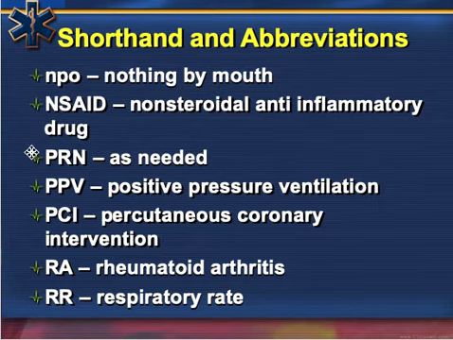So for example, you may have a patient who is prescribed nitroglycerin that they are to take when they are experiencing chest pain. So the patient may not be taking that medication regularly as a prophylactic or a preventative, but rather they're taking it as needed when that chest pain occurs. So that's an example of a PRN dosing. PPV refers to positive pressure ventilation. PCI, percutaneous coronary intervention. RA, rheumatoid arthritis. RR, respiratory rate.